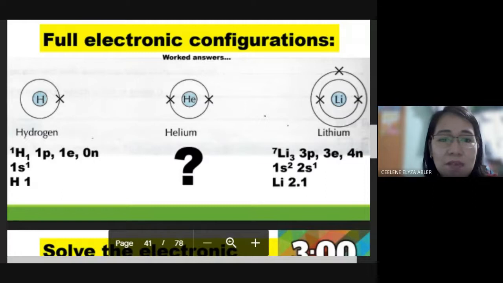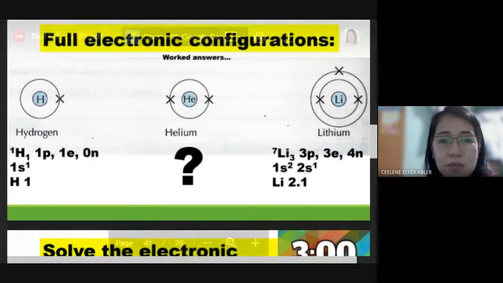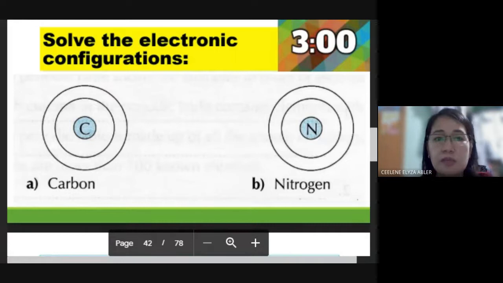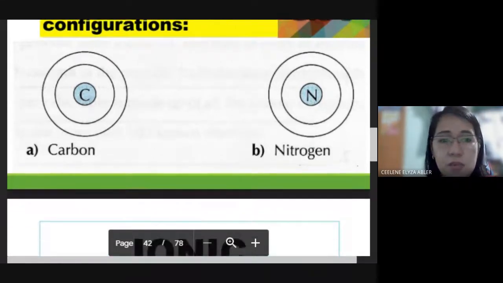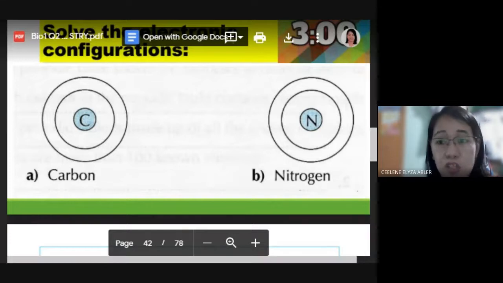Okay, so we have here examples. Pwede nyo itong i-work on your own. So I'll give you the copy of this one so you can work on your own. Right, so you have here solve the electronic configurations of this one and also fill up this with electrons too.